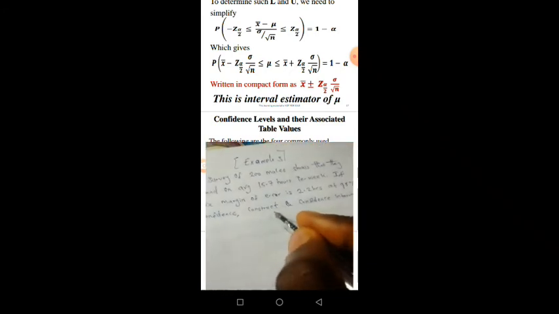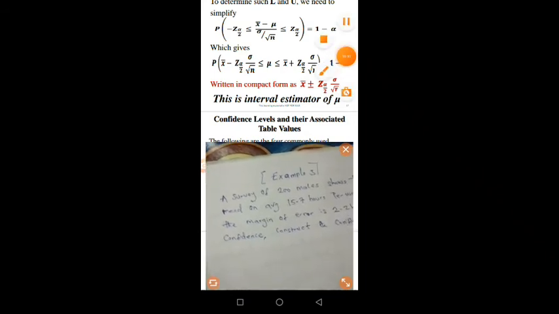Okay, here is our example 3. A survey of 200 males shows that they read on average 15.7 hours per week. If the margin of error is 2.2 hours at 95% confidence, construct the confidence interval. Now, in this question you can try and use the calculation in this PDF, but it won't work out. That's why I said you can just follow the procedure.